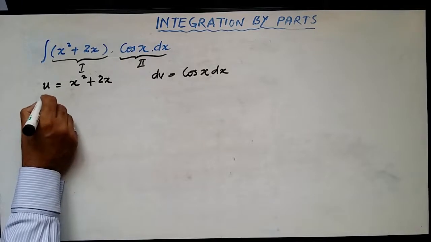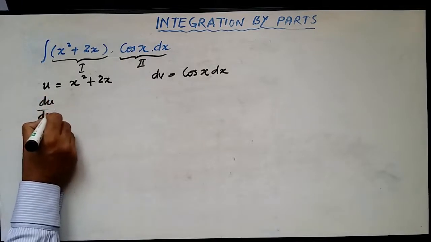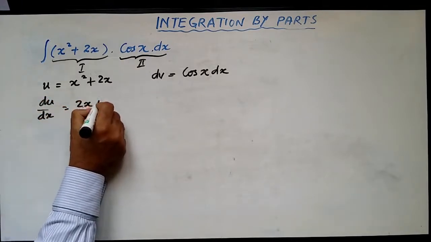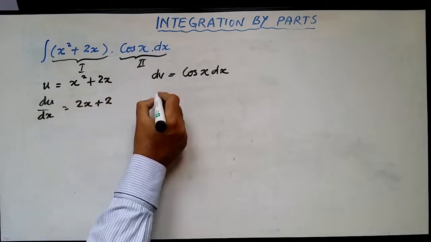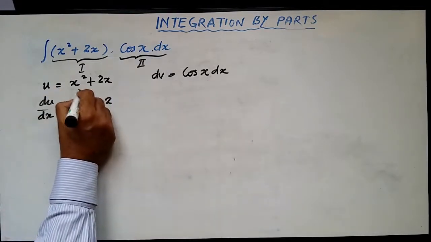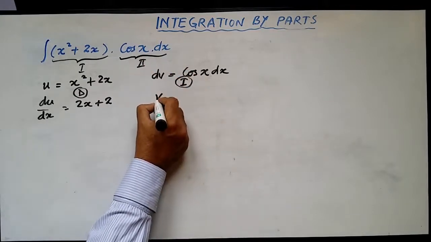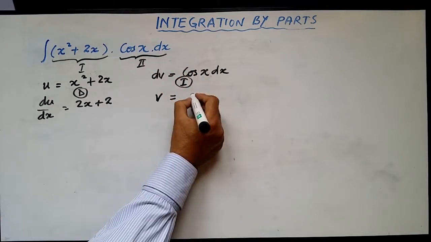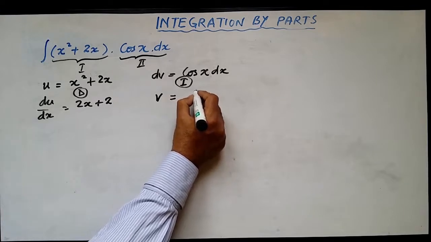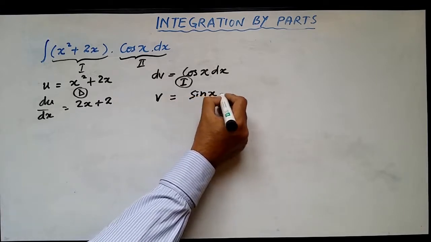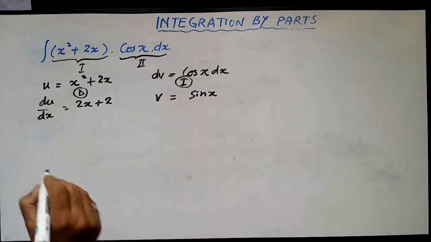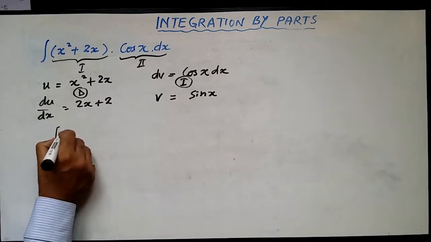Let's differentiate the first one. So du by dx is equal to 2x plus 2. And we integrate the second one. If we integrate cosine of x, we get v equal to sine of x. Now just plug it into the formula.